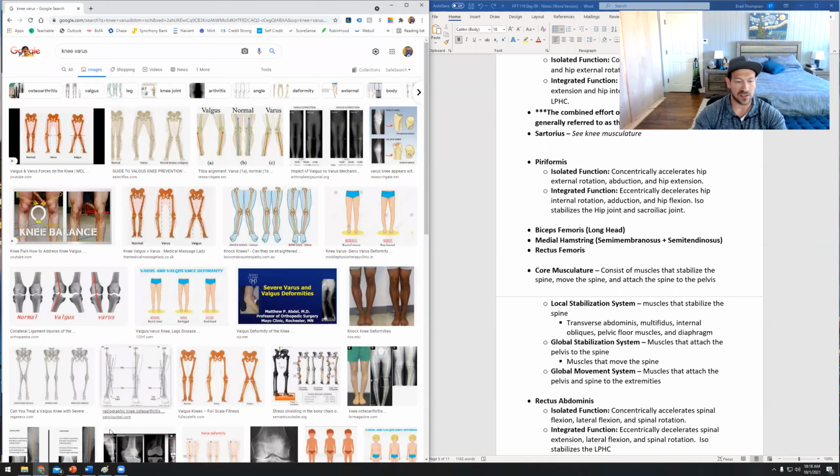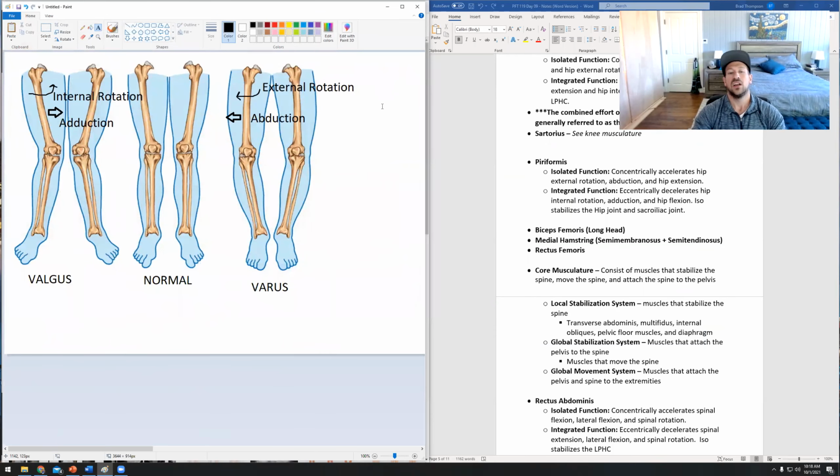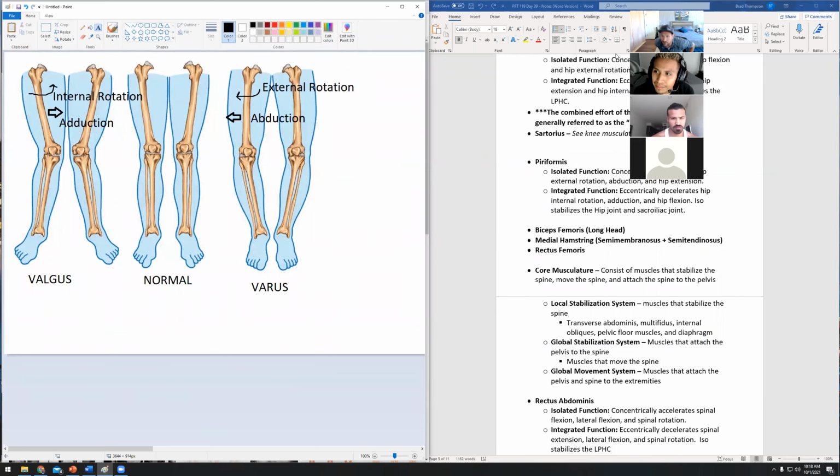Because remember, knee varus... actually, wait, do I still have this up? Never mind, I've got my chart still. So knee varus, that bow-legged posture, that's also not so great.